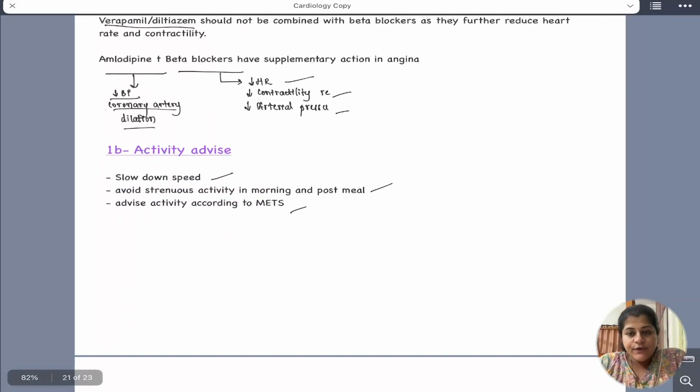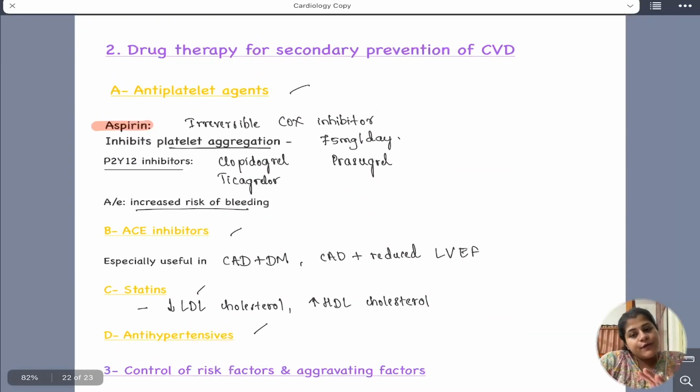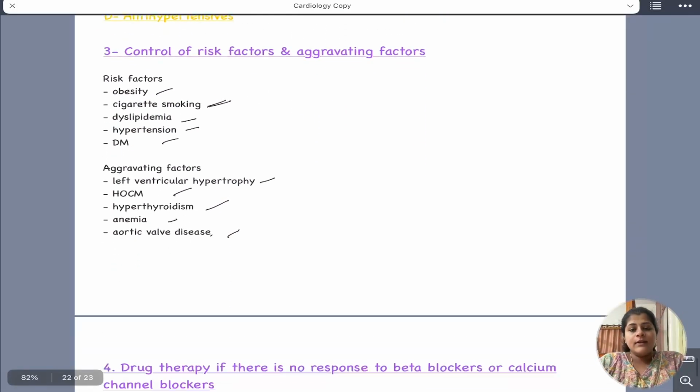Then you will advise the patient for activity: slow down the pace, avoid strenuous activity post meal and in the morning, and advise activity according to metabolic equivalence. For the prevention, if you don't remember anything, remember at least aspirin. Aspirin is used, then you can use P2Y12 inhibitors, antihypertensives, statins, ACE inhibitors. ACE inhibitor, even though it is mainly used in hypertension or heart failure, here the benefit has been shown in patients with coronary artery disease with diabetes mellitus. Then control of risk factors and aggravating factors.